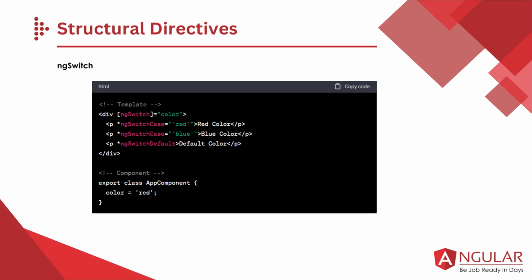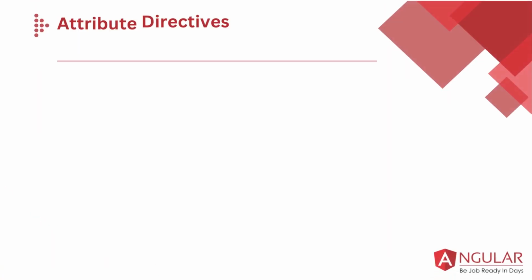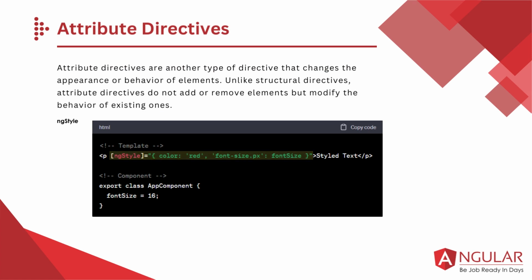ngSwitch. The ngSwitch directive conditionally renders elements based on multiple expressions. It works similarly to a switch statement in JavaScript. Attribute directives. Attribute directives are another type of directive that changes the appearance or behavior of elements. Unlike structural directives, attribute directives do not add or remove elements but modify the behavior of existing ones.